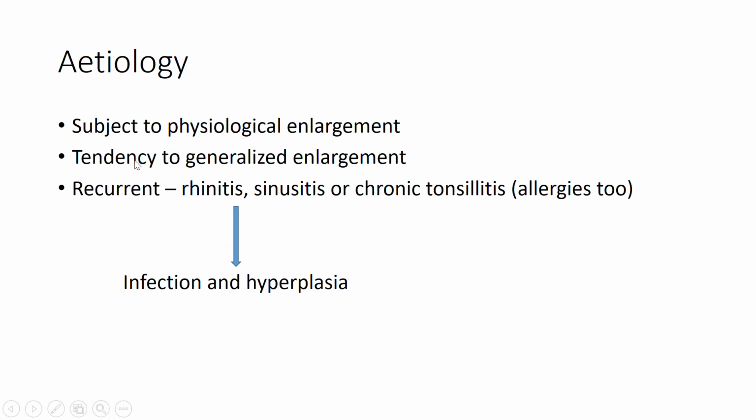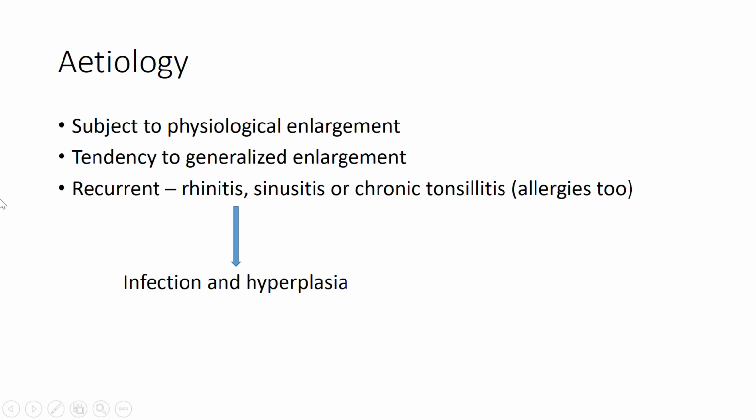Now etiology, if you see why this particular lymphoid structure gets infected or enlarged. Normally we saw that it is subjected to physiological enlargement, so that can also be a problem. And in some children they have a tendency to generalized enlargement of all lymphoid structures, so in that, even the adenoid becomes a part. And the adenoids come under the general category of MALT, that is mucosa associated lymphoid tissue. Because they are present in the mucous membrane, they are called mucosa associated lymphoid tissue.